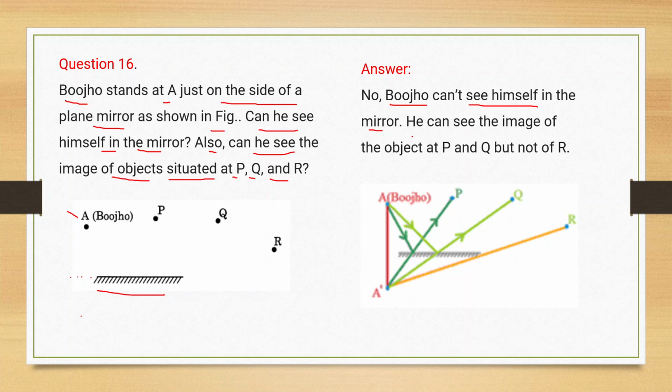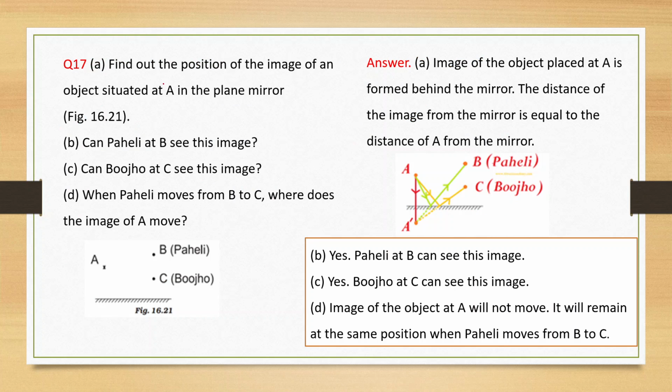ओके, but he can see the image of the object at P and Q. P और Q का इमेज, एक्चुअली यहाँ से रे आपके पास यहाँ जाएगी तो ये इमेज को देख सकता है बूजो, ओके, लेकिन R के इमेज को नहीं देख सकता। क्यों? कि R से जो रेज निकल रही है वो इसके ऊपर स्ट्राइक नहीं करेगी। तो आपको ये डायग्राम बनाना है और ये आंसर लिखना है. Now this is the last question.